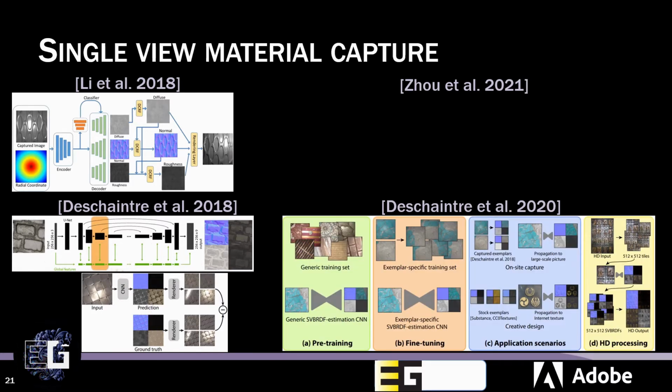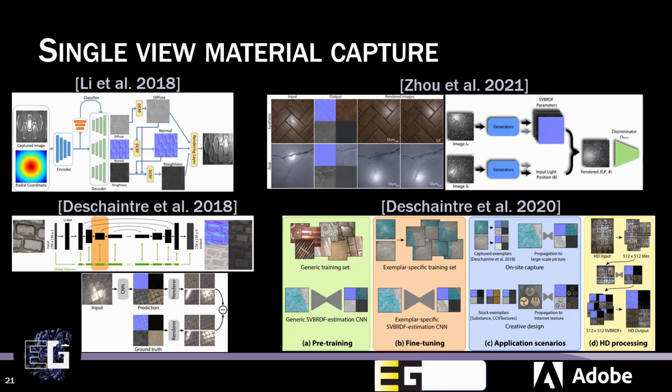Deschaintre 2020 proposed a guided fine-tuning method for large-scale transfer material. It is built upon Deschaintre 2018 for its generic pre-trained network, and it adds a fine-tuning step that runs on the exemplar-specific training set to finally propose a high-resolution processing of a large-scale input taken without flash with the help of small flash disk exemplars of the same input.